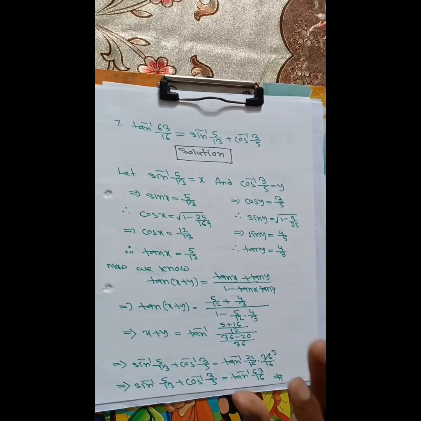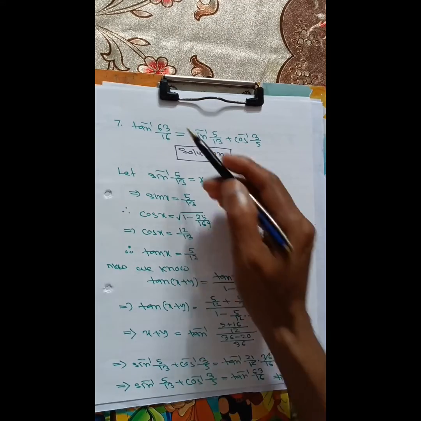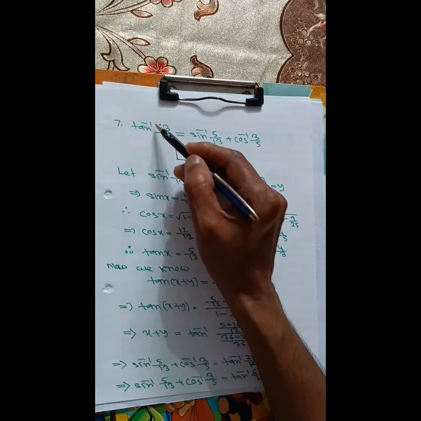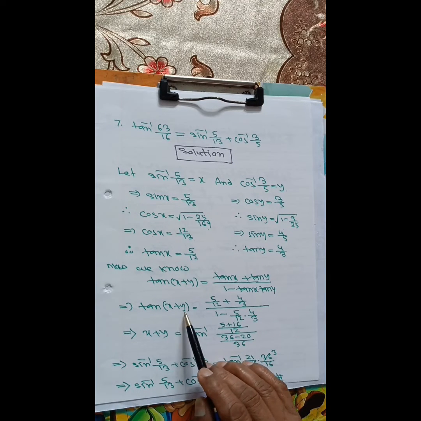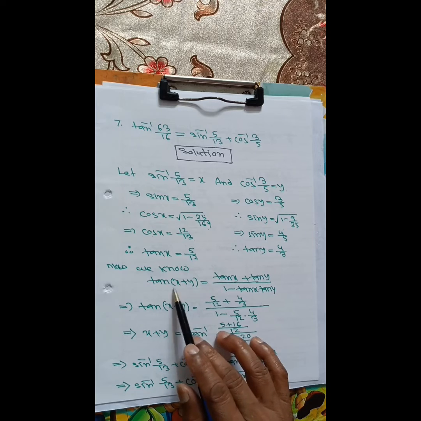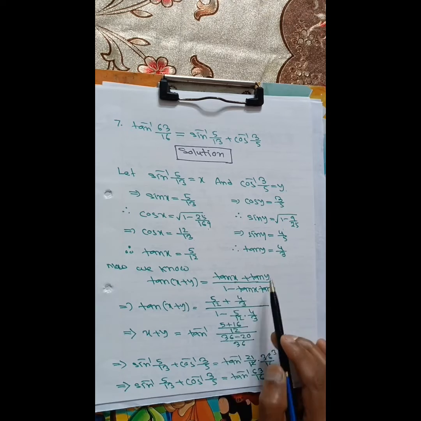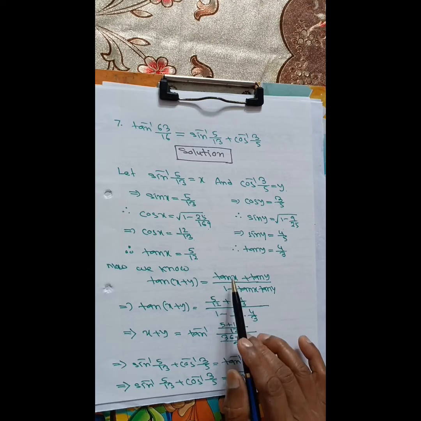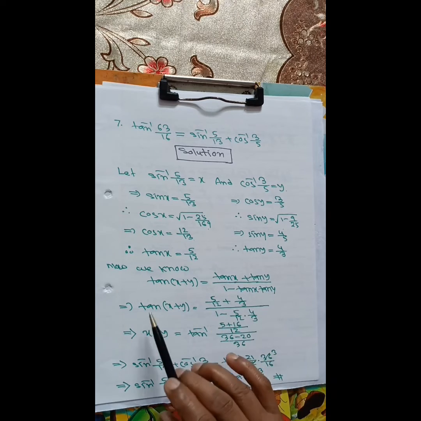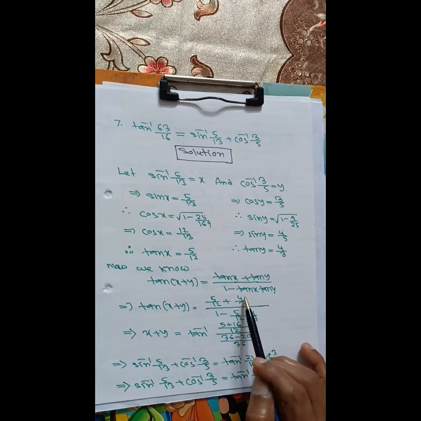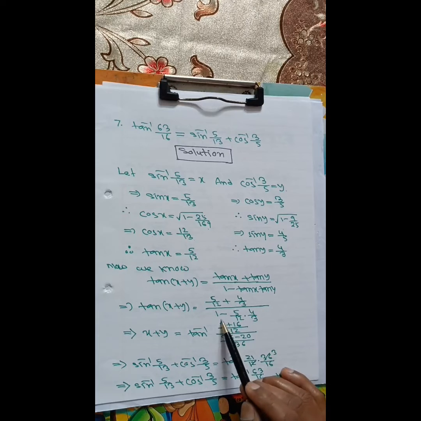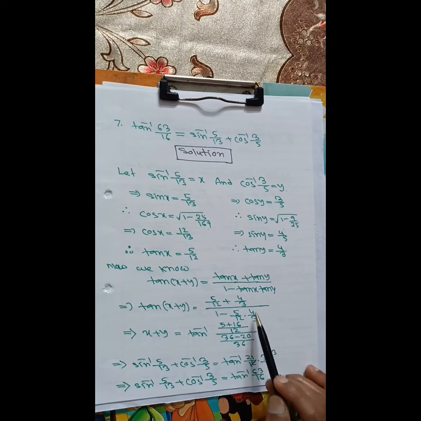Now, we take tan x plus y. Why? Because there is a tan inverse on the right side. So we take tan x plus y. What is tan x plus y? Tan x plus y is nothing but tan x plus tan y divided by 1 minus tan x tan y. Now we put the values of tan x and tan y, then we get tan x plus y is equal to 5 by 12 plus 4 by 3 divided by 1 minus 5 by 12 into 4 by 3.